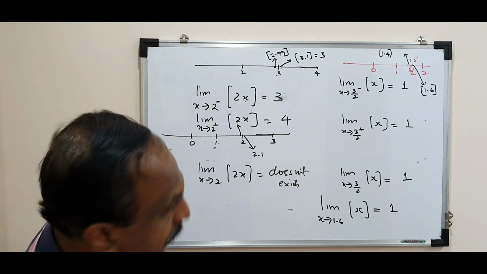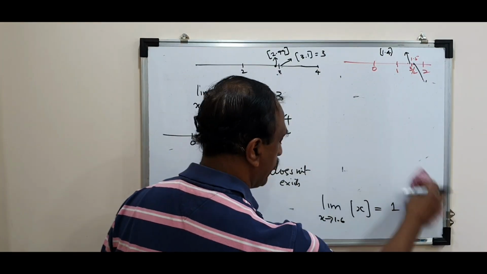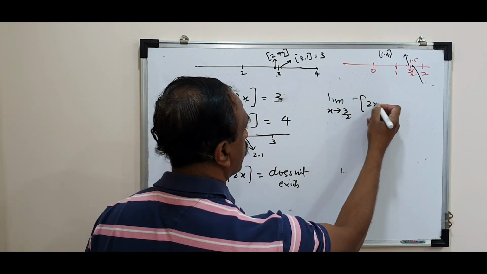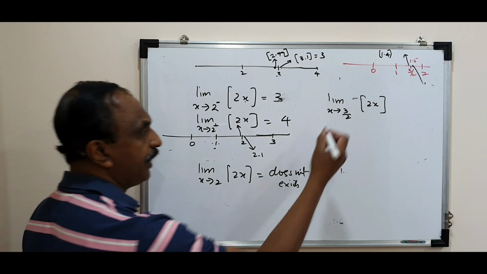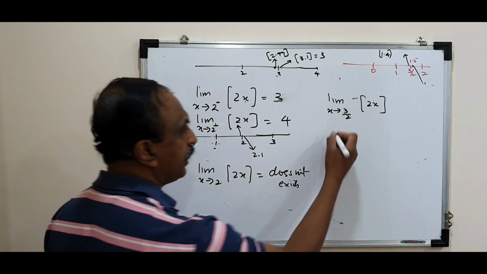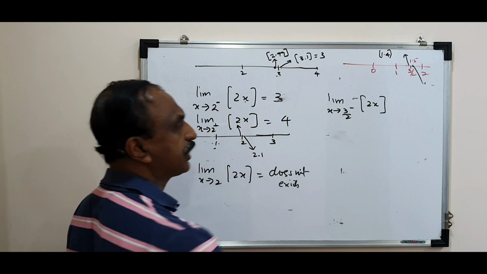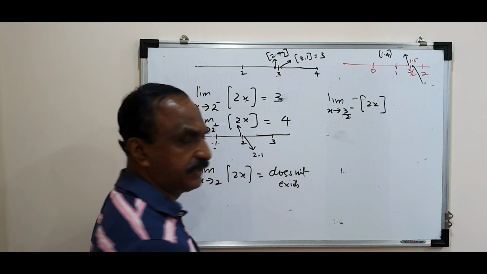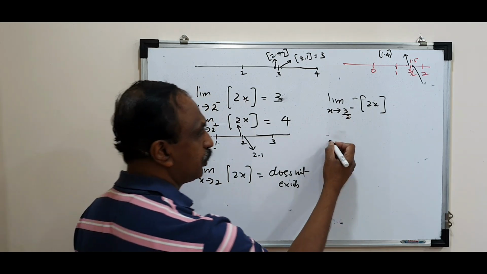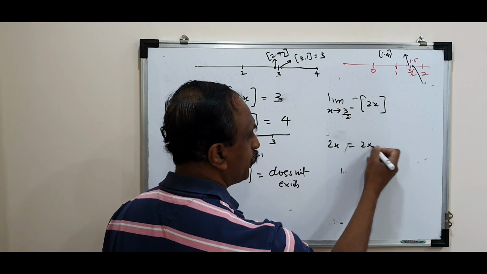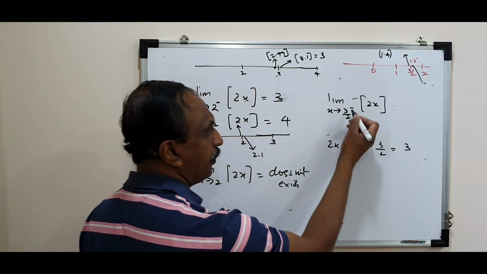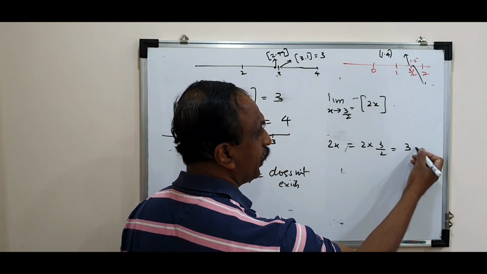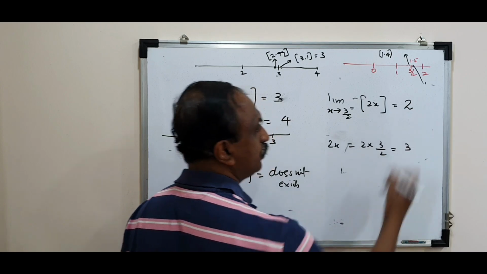Let's take another example. Limit extending to 3 by 2, integer of 2x. Again, when I put x as 3 by 2 here, let's take the left hand limit, extending to 3 by 2 minus, 2x. So when I substitute here, I'll get a number 3, because 2x is equal to 2 into 3 by 2, which is a number 3. But it is 3 minus, so it will be less than 3. So less than 3 means somewhere 2.9, and integer of that 2.9 is 2.